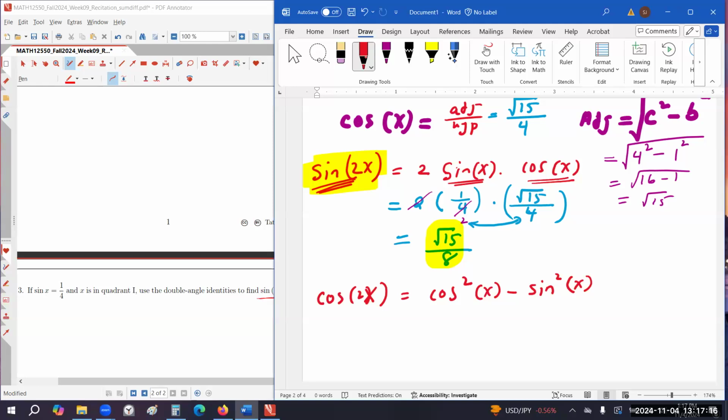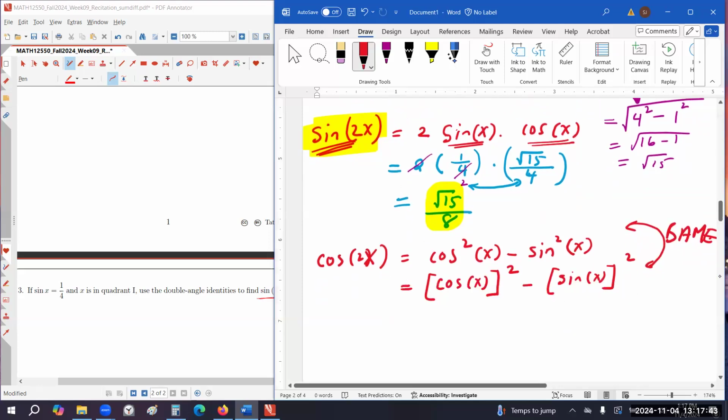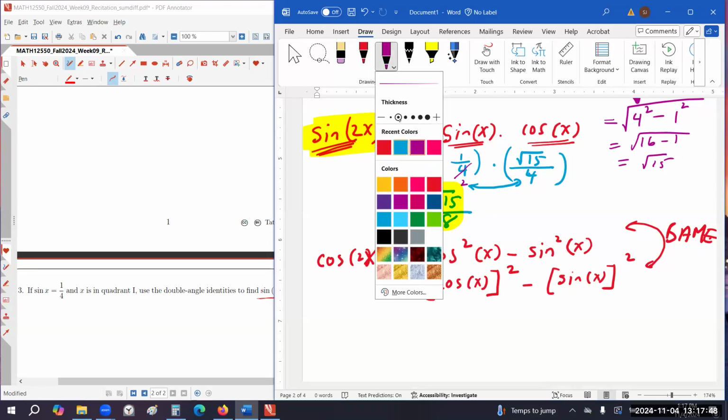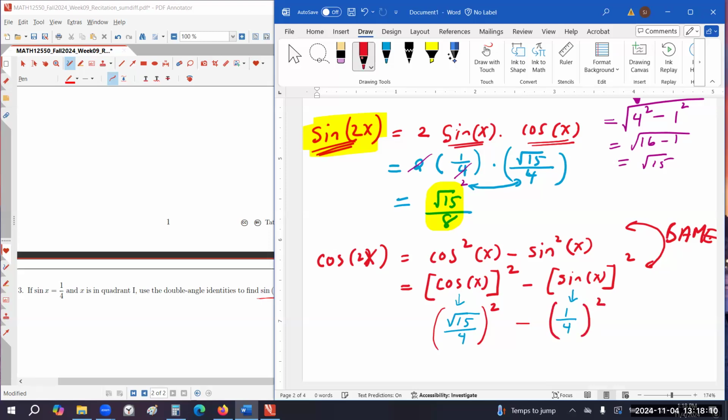Now, when a trig function has a power, we can rewrite it this way: the whole function and then the power outside. So it's sine x and then the power outside. These two expressions are the same. But then why did I rewrite? Well, I rewrote because I can see what to square now. Cosine x is square root of 15 over 4, and we are going to square that quantity. Similarly, sine x was 1/4, and we are going to square that quantity. That's why I rewrote them, because I can see what to square in my second line, which I could not see in my first line.